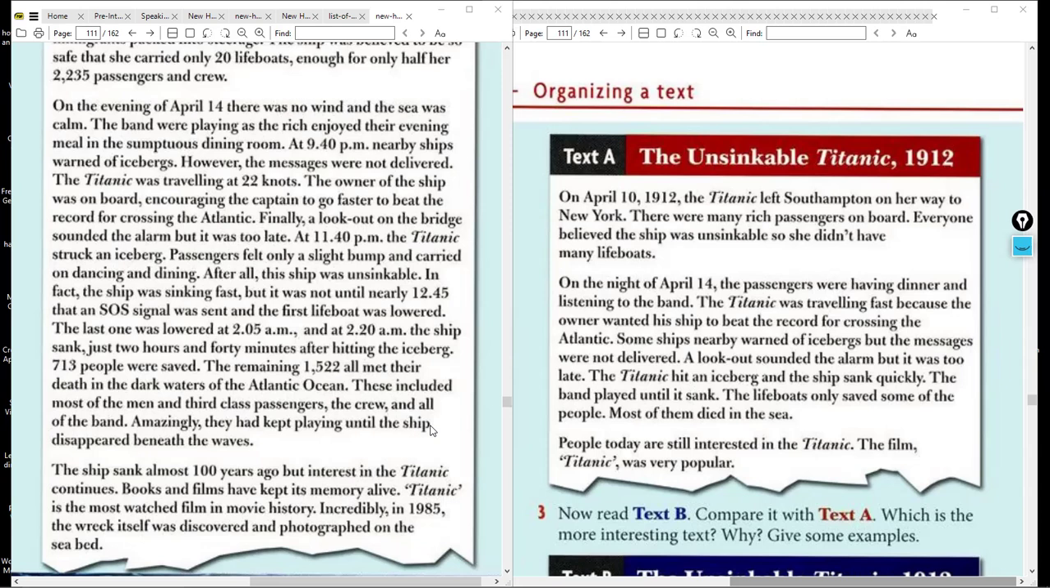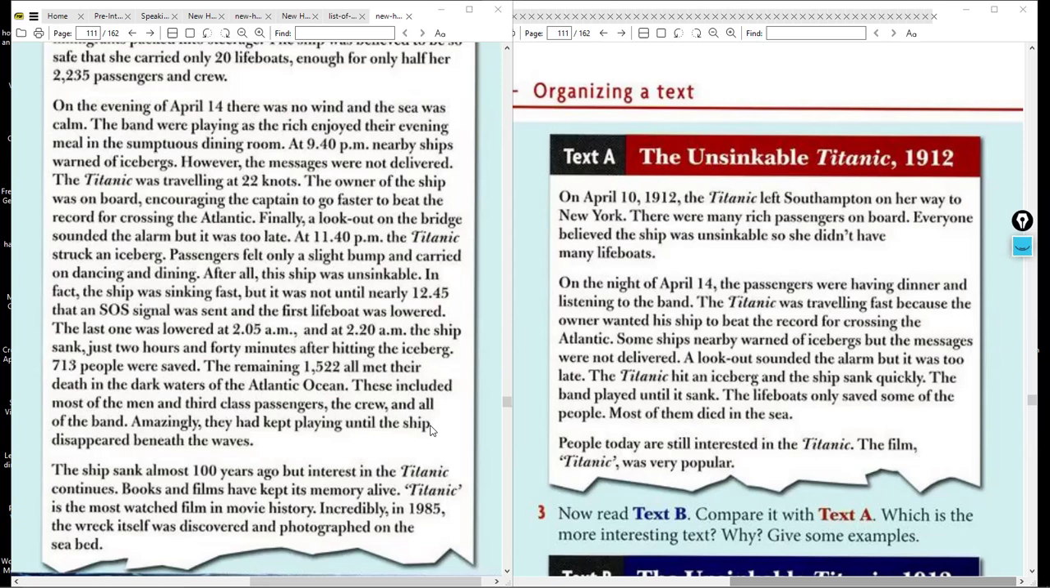The ship sank almost 100 years ago, but interest in the Titanic continues. Books and film have kept its memory alive. Titanic is the most watched film in movie history. Incredibly, in 1985, the wreck itself was discovered and photographed on the seabed. Thank you so much, Ali.